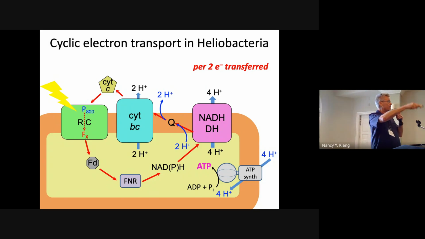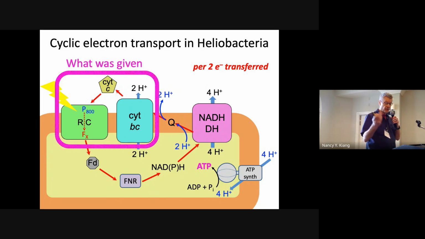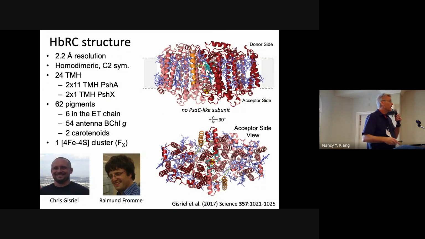So basically light's just driving this little carousel of electrons going round and around, pumping protons and making ATP, and that's phototrophy. Here is what is encoded by that gene cluster. So we think everything else was pre-existing in the original firmicute bacteria. Here's the structure of the reaction center that was determined by Chris back when he was a grad student working with Raymond Fromme.